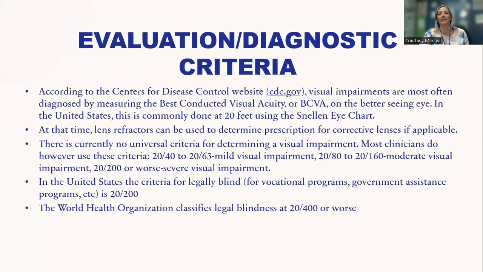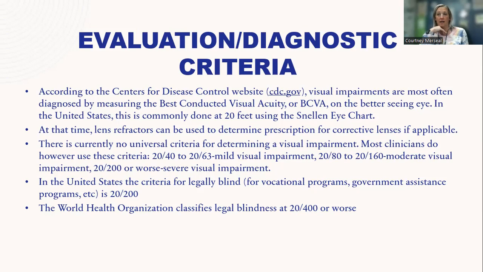So in order to obtain a diagnosis, the evaluation and diagnostic criteria for a visual impairment varies. According to the CDC, visual impairments are most often diagnosed using the best corrected visual acuity, or BCVA, test on the better seeing eye. In the United States, this is typically done at 20 feet using the eye chart that most of us are familiar with, which is called the Snellen eye chart.